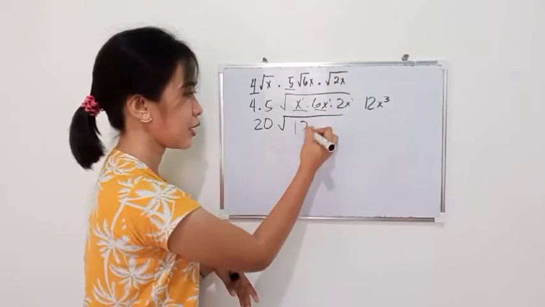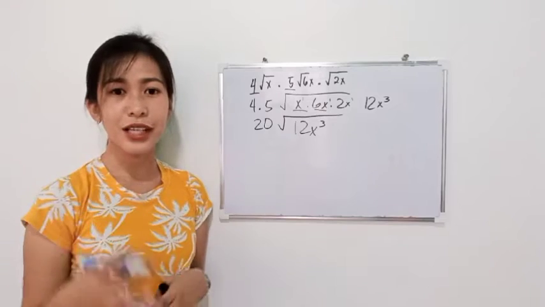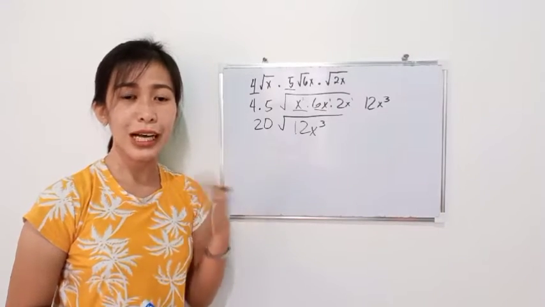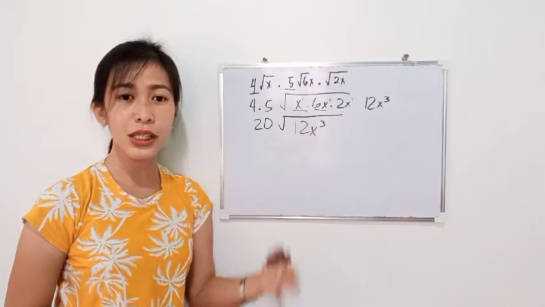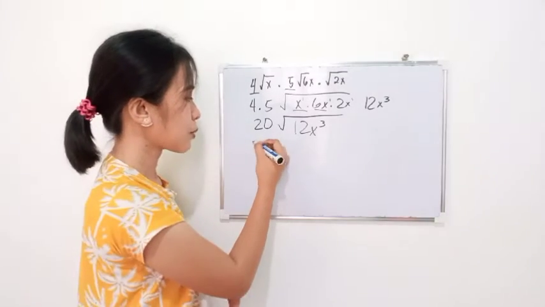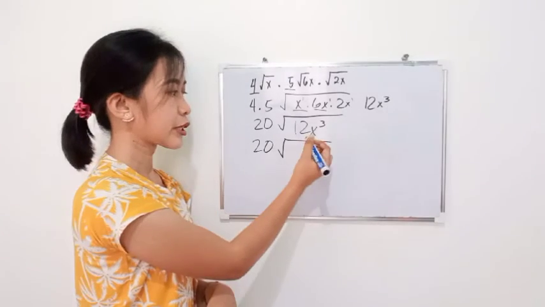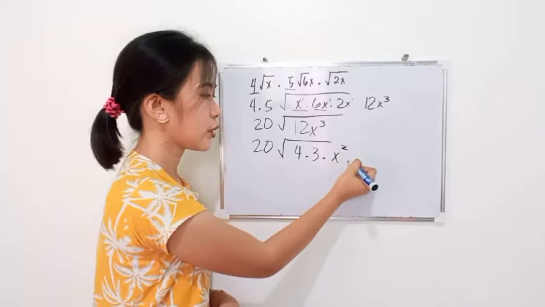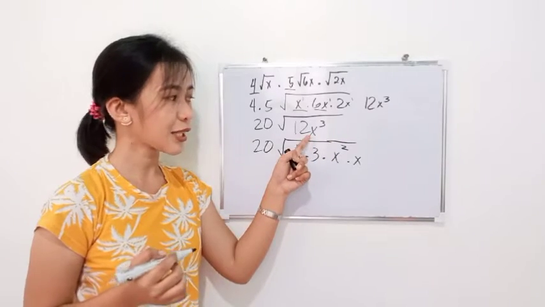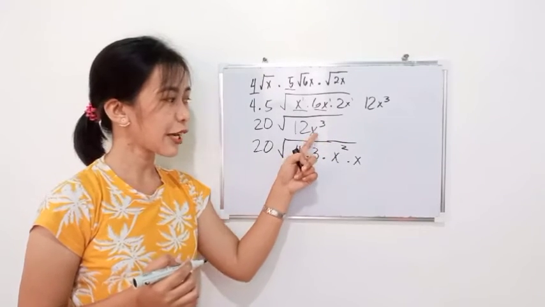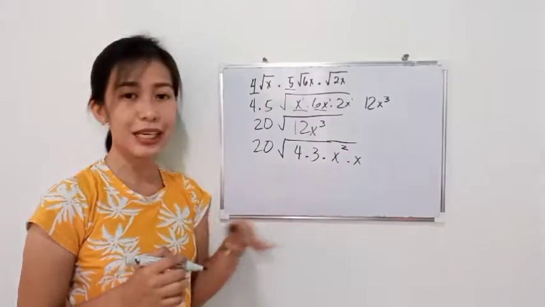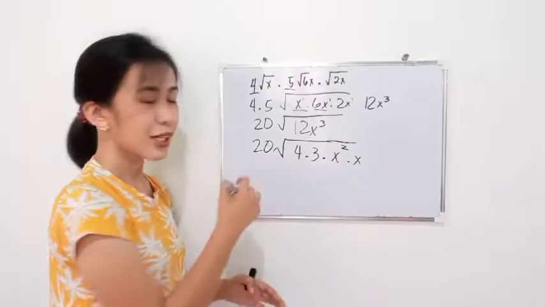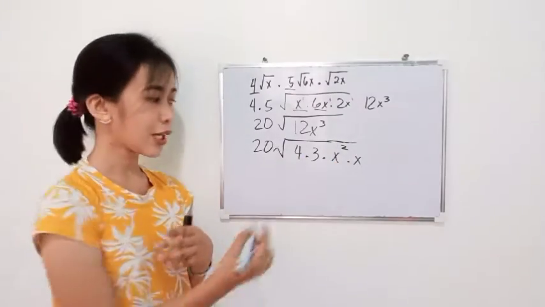That is the answer. And then right after that, of course, si 12x cubed, kaya pa natin siyang i-factor or kaya pa natin siyang i-simplify using factorization. So just copy 20. And then ang factor ng 12x cubed is 4 times 3 times x squared times x. Finactor din natin tong x cubed, no? So, ang factor ng x cubed is x squared times x. Since x squared times x is x raised to 3.